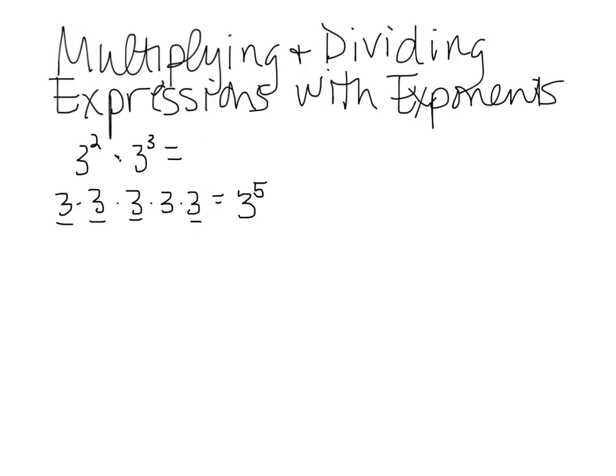It's pretty clear here that a shortcut would be to say, if I'm going to multiply 2 3's together and 3 more 3's together, I'm in the end going to be multiplying 5 3's together. That means it's 3 to the fifth power, which is 243.